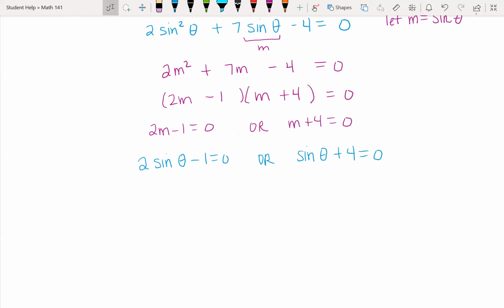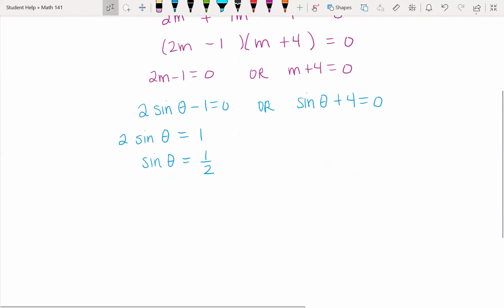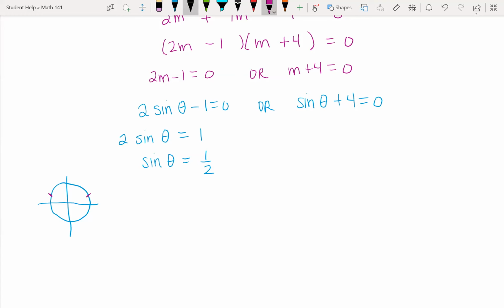So starting with the equation on the left, we will add 1 to both sides and then divide both sides by 2. And we'll come up with the different solutions for when the sine is equal to 1/2. I think sine is equal to 1/2 at pi over 6 and also at 5 pi over 6. So theta will be pi over 6 or 5 pi over 6.